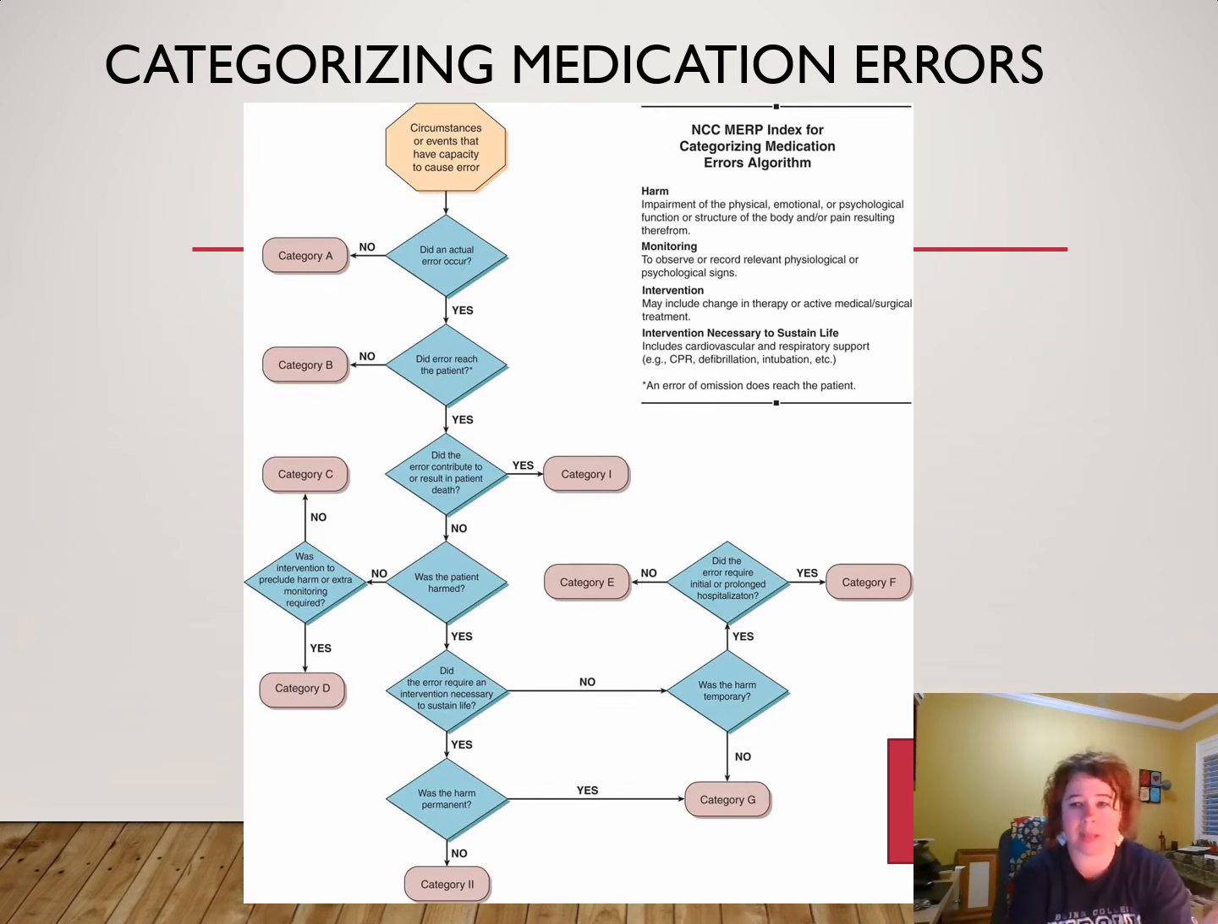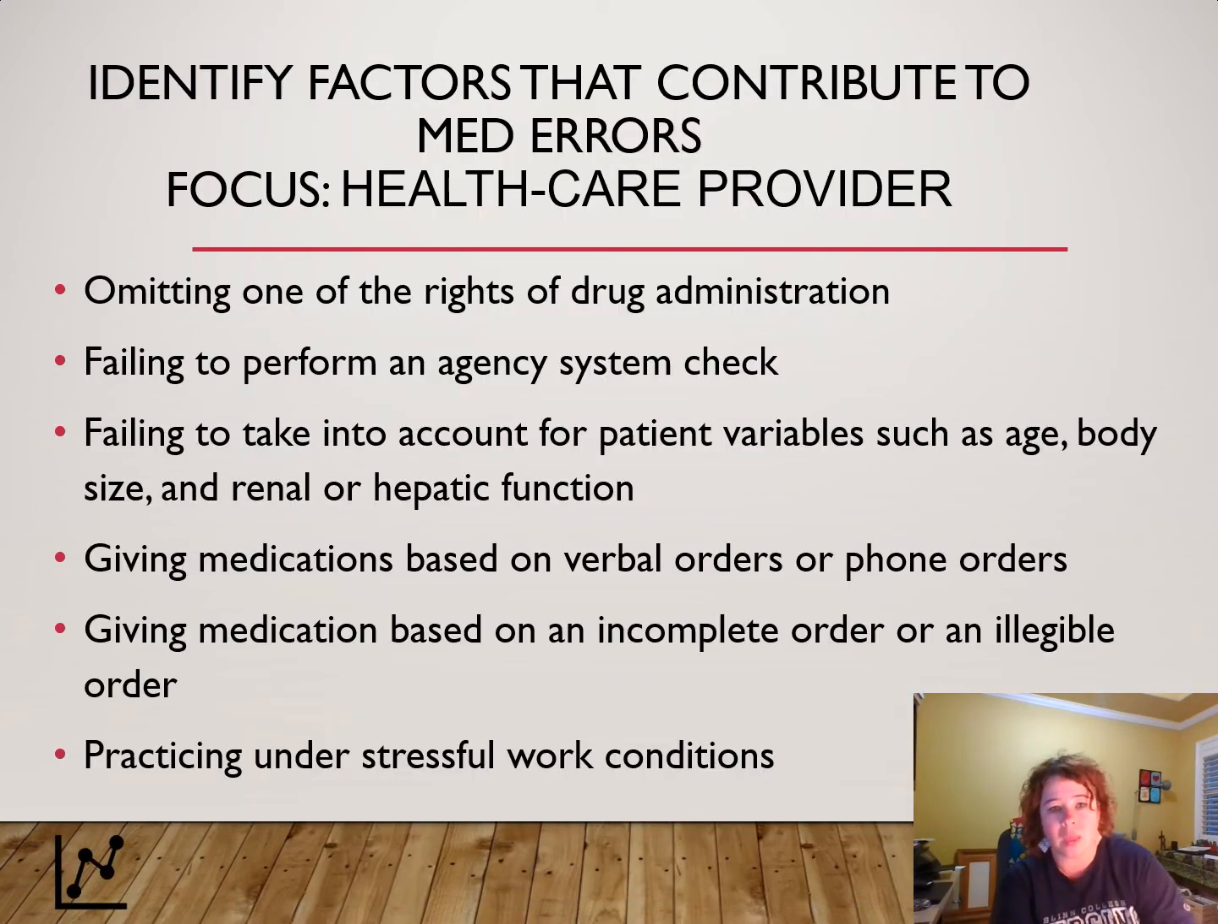Category A, did a medication error actually happen? Category B, did it reach the patient? So there are different levels of thought processes. I do want you to spend some time just appreciating this chart and understanding that there are a lot of different ways that we're going to call a medication error a medication error.